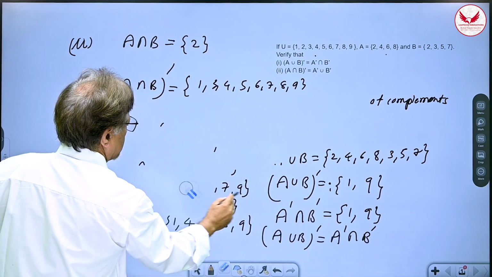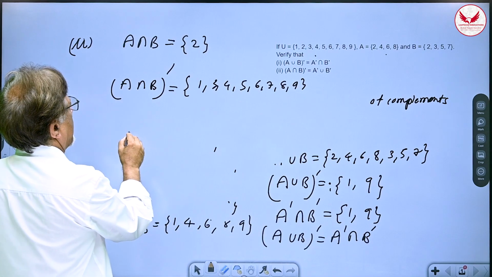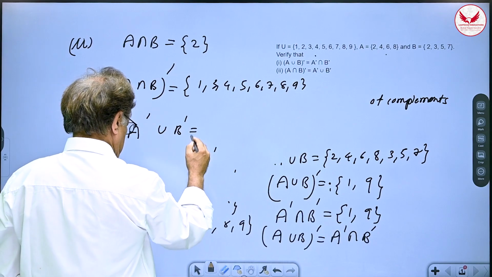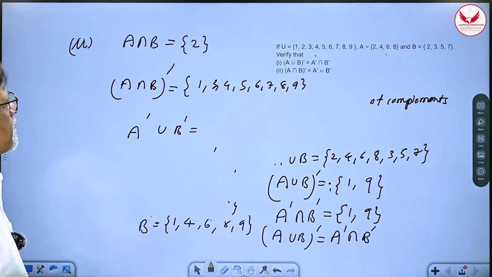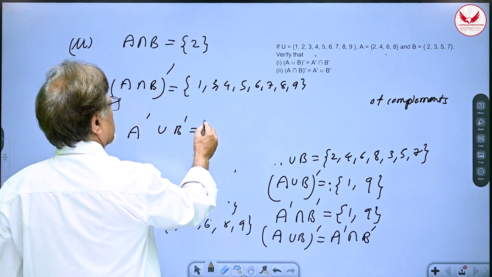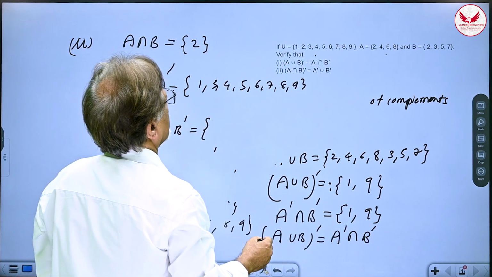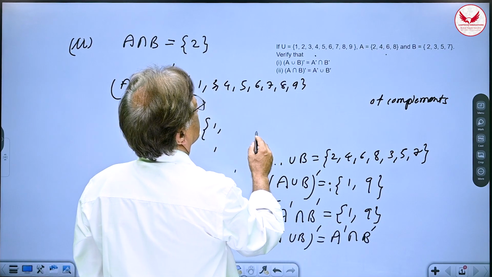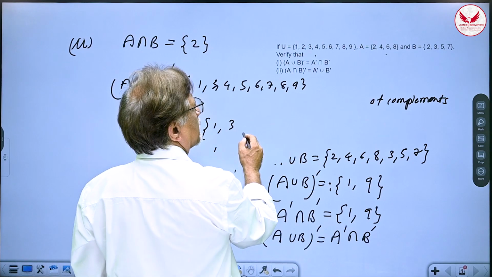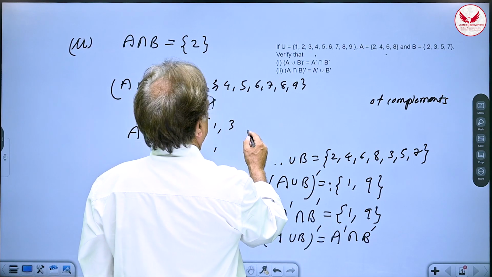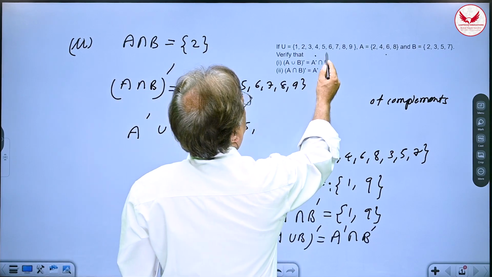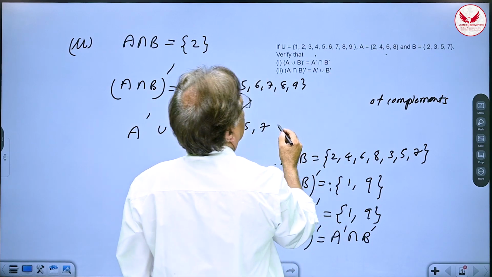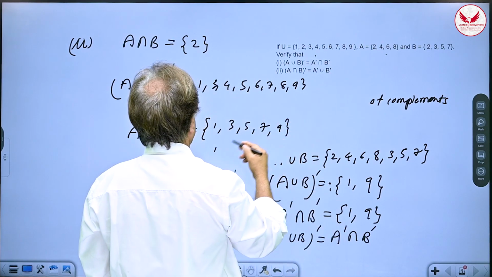Now let us see what happens to A complement union B complement. So A complement is what? Let us see. What is A complement? Elements which are not in A. So 1 is not in A. 2 is in A. 3 is not in A. Then 4 is in A. Then 5 is not in A. Right? Then 6 is in A. 7 is not in A. 8 is in A. 9 is not in A. So it contains these elements.